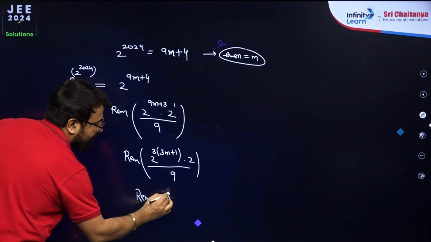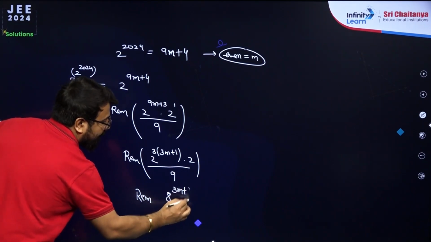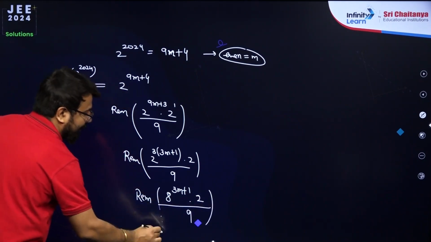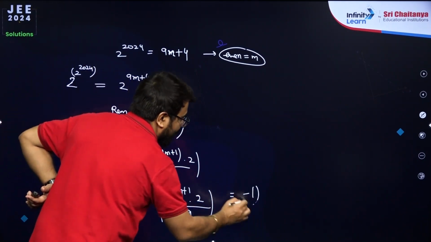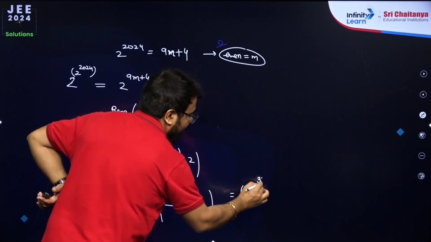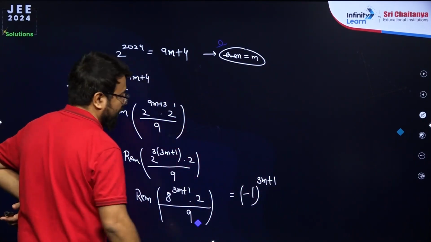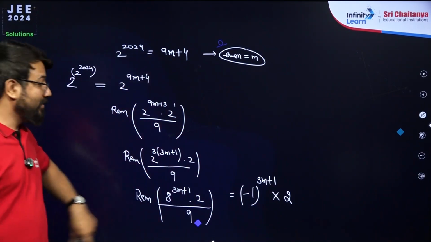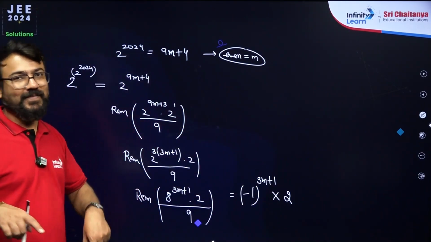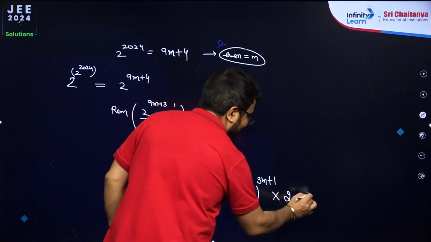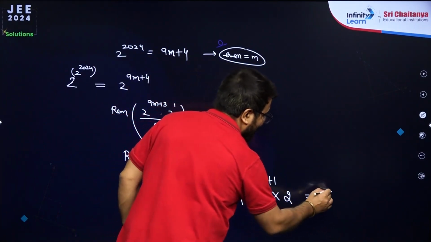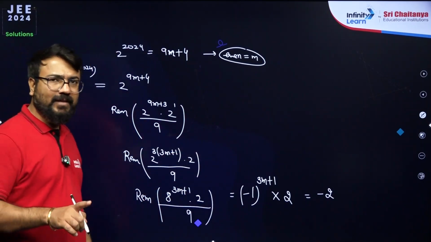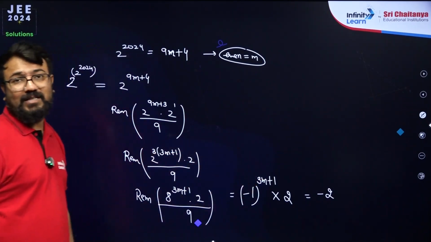REM means remainder. When 8 is divided by 9, that will become minus 1 as a remainder, raised to the power 3m plus 1, and this is being multiplied by 2. Since m is an even number, 3m plus 1 will become odd. And minus 1 raised to an odd power is minus 1, into 2, that is, the remainder is minus 2.